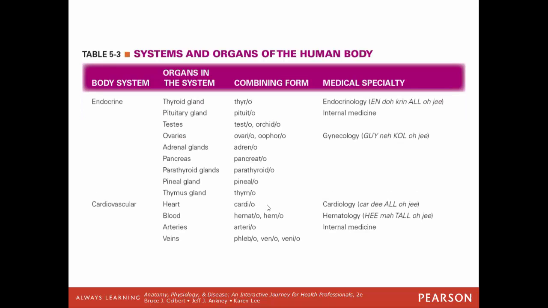Endocrine, of course, all the structures that make hormones throughout the body. Some very common prefixes you'll find there: pituo, or testo, adreno, pancreo. The system we'll talk more about in a future video also. Cardiovascular, the heart and the blood vessels. The cardio, hema or hemo is a reference to blood. Arterio, veno or phleb or phlebo, all reference vessels.